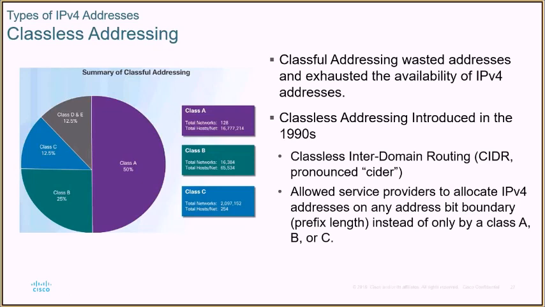Now, classful addressing, as you can see, was, I'm going to say, the people who designed it didn't have the foggiest clue what was going to happen to the internet in the 90s and beyond. And so basically they redesigned how the addressing worked, and they introduced classless addressing, called CIDR, which is classless interdomain routing. It allowed service providers to allocate IPv4 addresses on any address bit boundary prefix instead of only class A, B, and C. And so basically it allowed us to decide what we needed. And so it's a lot more flexible.